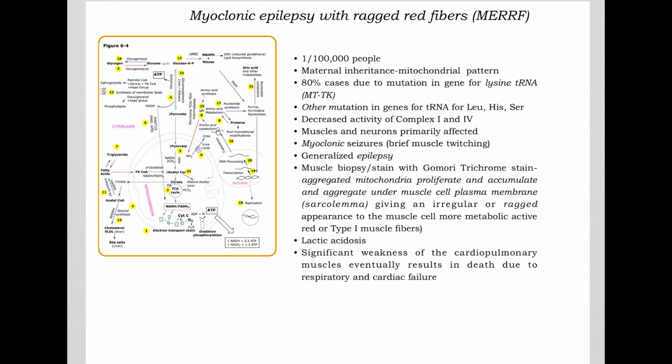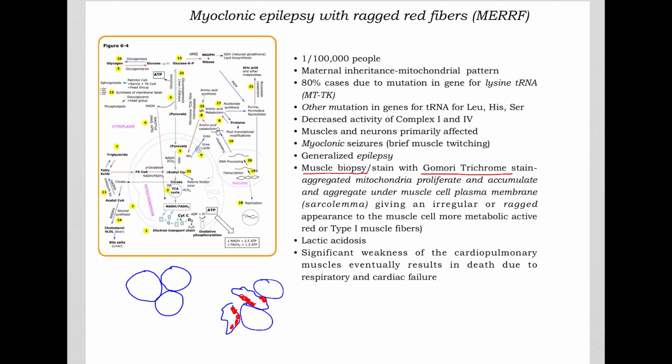When we take a muscle biopsy and stain it with a special stain, what we see in a normal case would be these nice muscle cells or muscle fibers. But in this case, you would see cells that look more ragged interspersed with the normal cells. In these ragged cells, we see mitochondria that have aggregated just below the plasma membrane. So you see these red mitochondria that have come together.